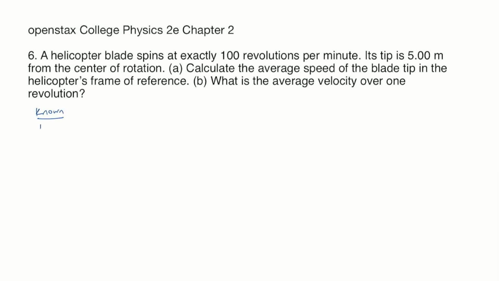So we've got 100 revs per minute, and then from a tip to a center of rotation, that's going to be a radius, and that is 5.00 meters. Okay, so average speed is the distance per time.